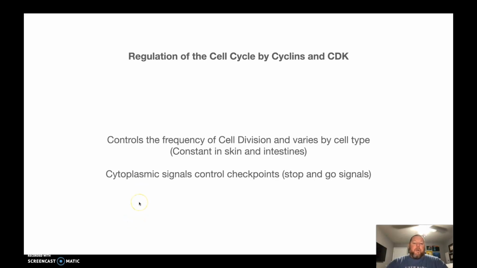This is going to control the frequency of cell division, and it's going to vary from cell type to cell type. In skin and intestines, this is going to happen very frequently because, again, these are the cells that are going to be used and constantly rubbed off, basically. Cytoplasmic signals are going to control these checkpoints, which, again, I've mentioned are stop-and-go signals.